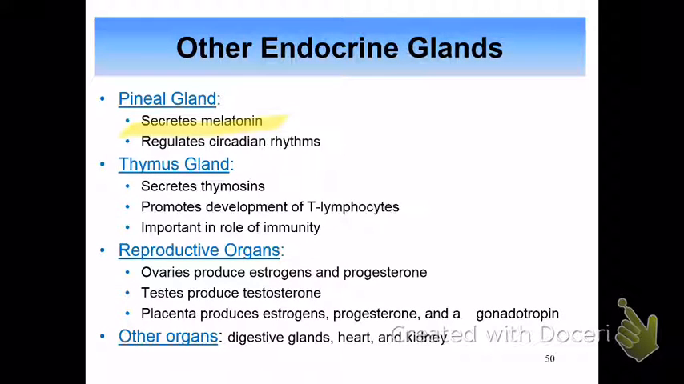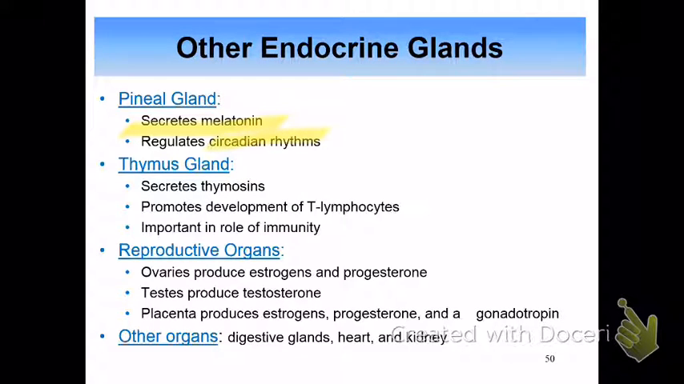You can actually take melatonin over the counter. You can buy it at Walmart or Walgreens or whatever to help you sleep at night. Also, something interesting, being out in the sun all day makes your brain release melatonin. That's why being out in the sun all day wears you out and you're sleepy at night. Okay, so pineal, melatonin, circadian rhythms.